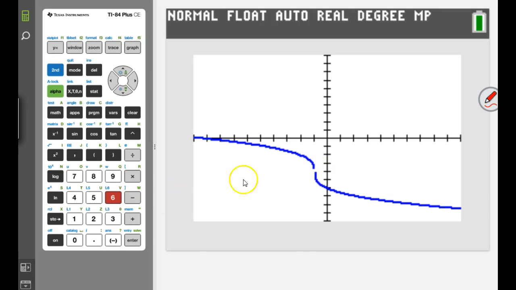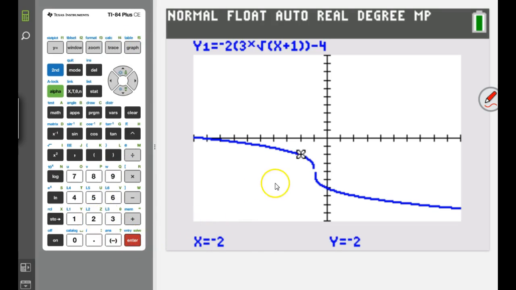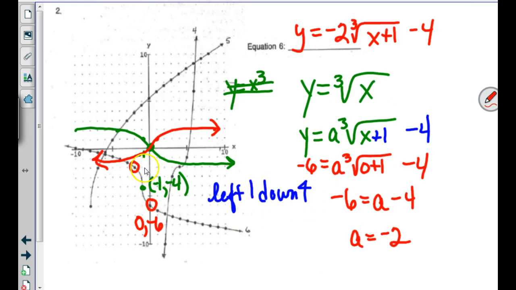It looks like it has a hole, but it doesn't. We could change the window and that might go away. What's another point that looks like something close on your calculator? Should we find the y-intercept? Or the x? Yeah, well, we know that. How about -2? If we do trace -2, my graph is going through -2, -2. Does that look right on your graph paper? -2, -2. Here, this other red dot, right?